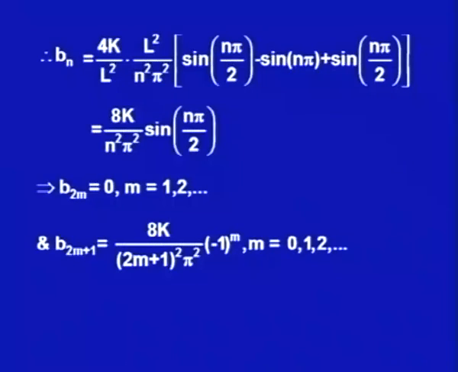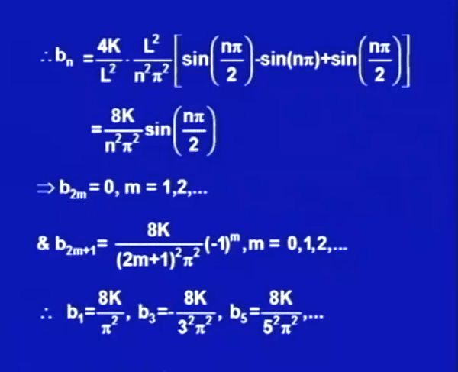That is what we have got: B1 would be 8k upon pi square, B3 would be minus 8k upon 3 square pi square, B5 would be 8k upon 5 square pi square. That is, we are alternately changing the sign, with n square pi square in the denominator, and in the numerator 8k is common. For the odd ones we get these values, for the even ones it is 0.